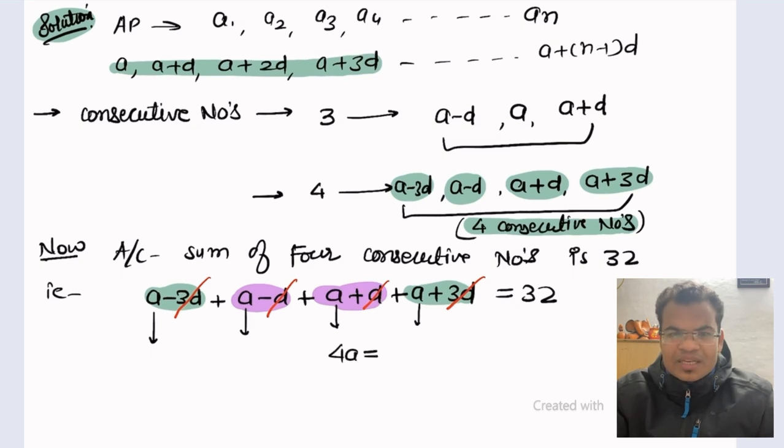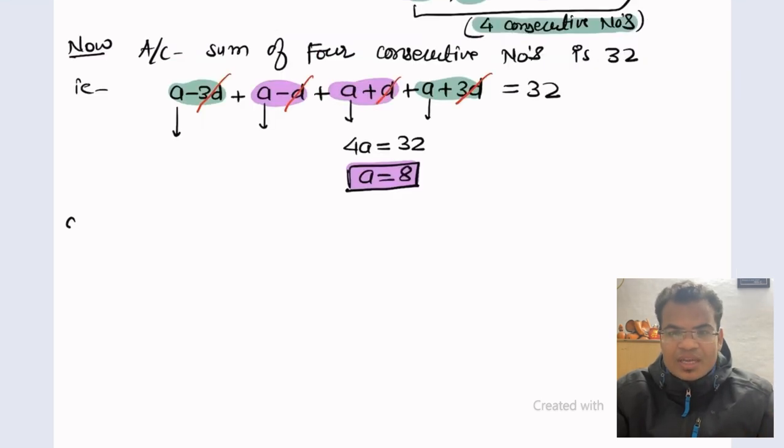4a equals 32, so a will be 32 upon 4, that is 8. So in this way you are getting a. Now we are finding d also by the second condition. So a is with us. Now again we have one more condition. We will apply the condition and then we will find the answer for d.